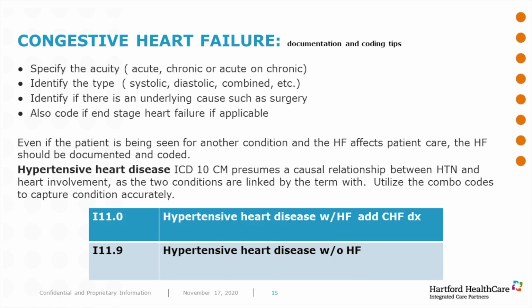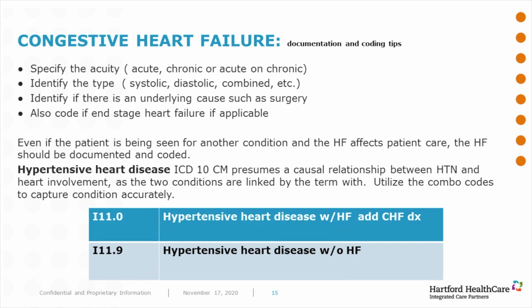Documentation and coding tips. Really specify the acuity, whether it's acute, chronic, or acute on chronic. Identify the type: systolic, diastolic, or combined. Identify if there's any underlying cause, such as surgery. Also code if end-stage heart failure, if applicable. Even if the patient is being seen for another condition and the heart failure affects patient care, the heart failure should be documented in coding.